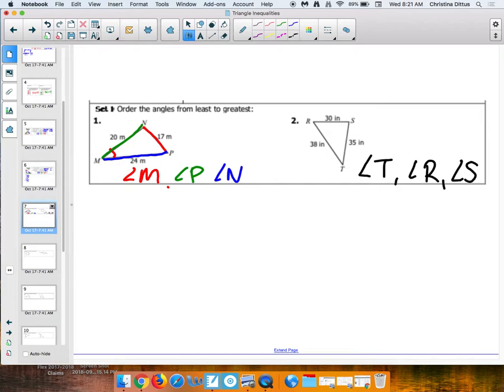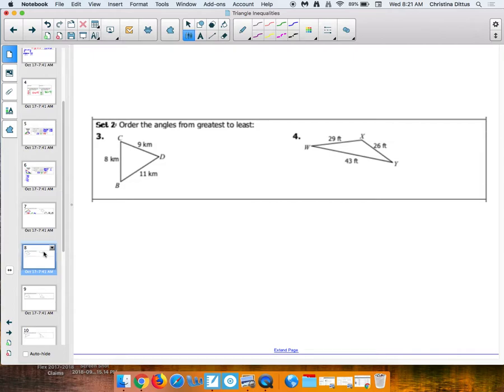Questions there? Do we need to do 3 and 4? No.